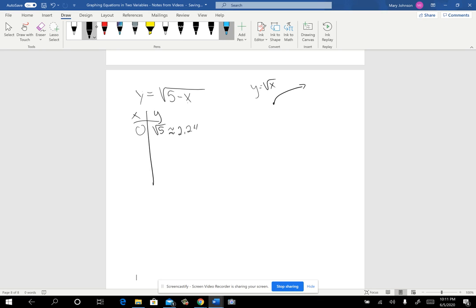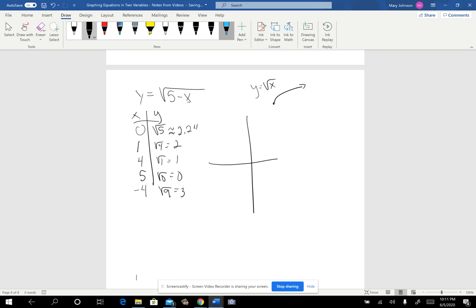All right, but if I want things to turn out nicely, I might pick a 1, because that would be square root of 4, which is 2. I might pick a 4, because that would be square root of 1, which is 1. Oh, you know what? If I pick a 5, I'd get square root of 0, which is 0. And then I might even look at something like a negative 4, which would be square root of 9. 5 minus negative 4 would be square root of 9, and that would be 3.